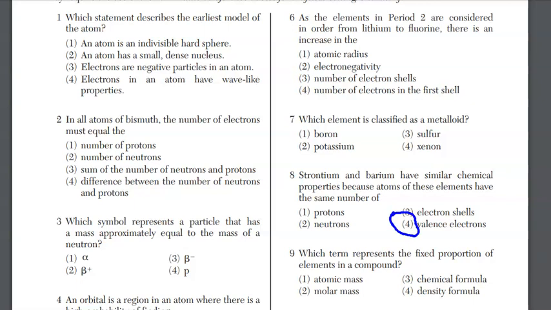For number 9, which term represents the fixed proportion of elements in a compound? Fixed proportion is a chemical formula. Plain and simple. It's a definition for chemical formula. And I already mentioned you need to know your definitions, you need to know your facts, and you need to know where to look on the periodic table among all the other reference tables.